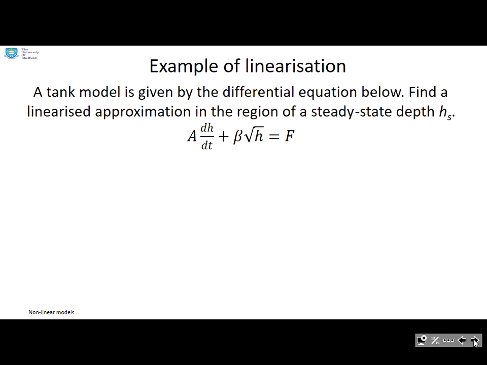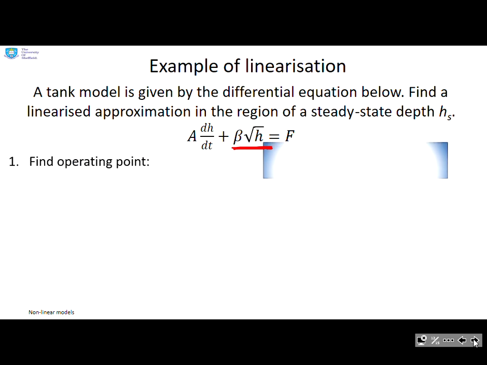Here's a common example then. A tank model is given by the differential equation below. Now, if you looked at the first order models where we looked at tanks, you'll notice the main difference is that we had a linear term here, but if we want to be more realistic, that term actually depends on the square root of depth, which is what we've done here.